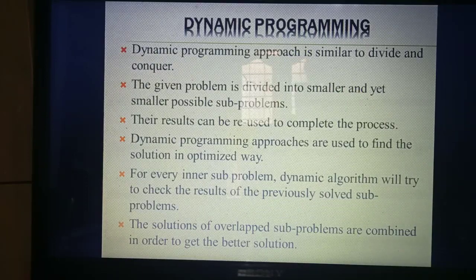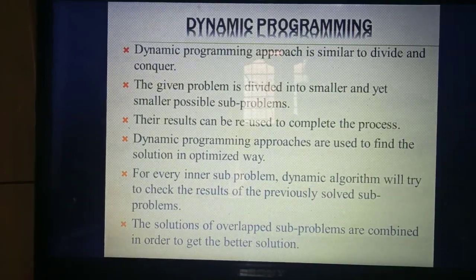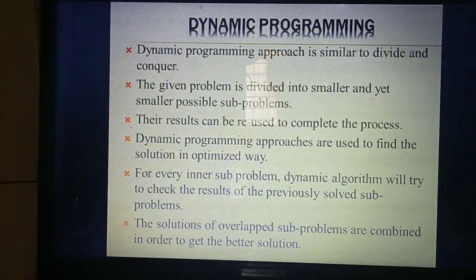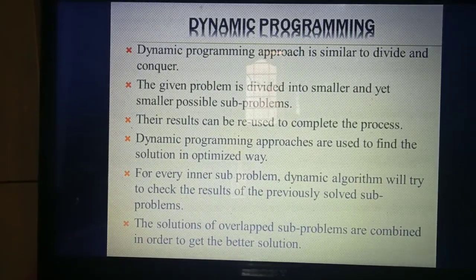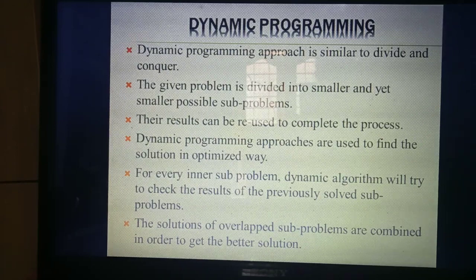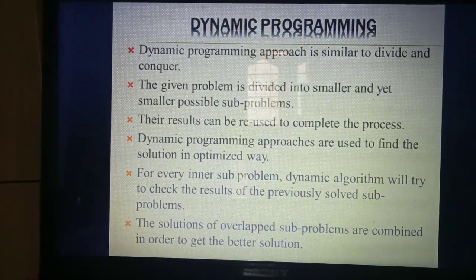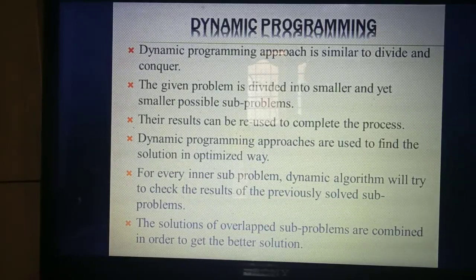Understand now? Yes, what are the things you have studied in the dynamic approach? It is similar to divide and conquer. I am splitting a particular thing. Okay, divide and conquer. So, what's the meaning of this one? The given problem is divided into smaller sub-problems. So, whenever you need, you can reuse the particular result.